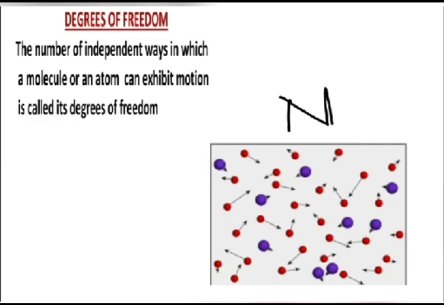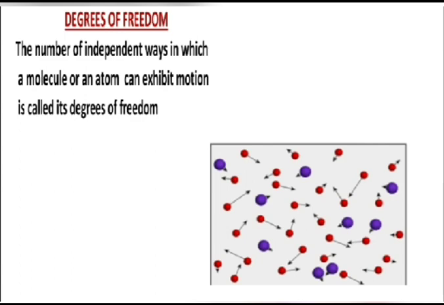That means, depending on the kinetic energy of the molecule and the atoms involved within, they can undergo various types of motions like translational, vibrational, and rotational motions. On that basis, we can define the degrees of freedom. So, what is degrees of freedom? It is the number of independent ways in which a molecule or an atom can exhibit motion.